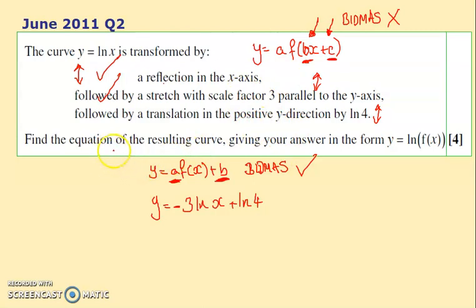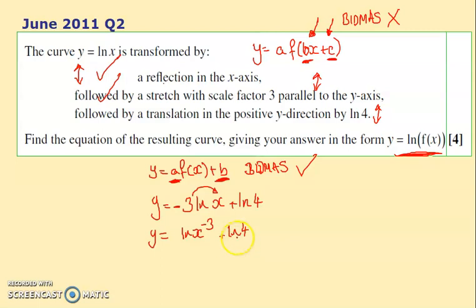But interestingly, it says find the equation of the resultant curve, giving your answer in the form y equals log of something, and mine isn't. Mine's y equals -3 log of x plus log of 4. So I've got to join these together somehow, and you'll remember the power law for this. This can be moved up there, so I'm going to say log of x to the -3 plus log of 4. So I've already made some progress.